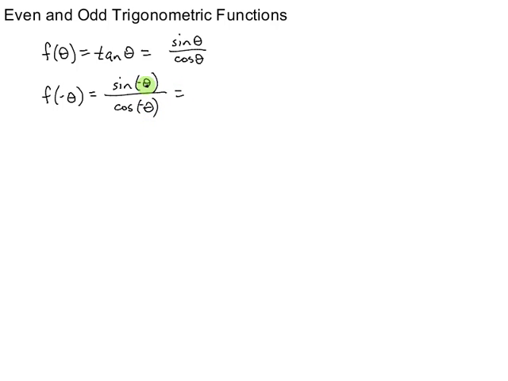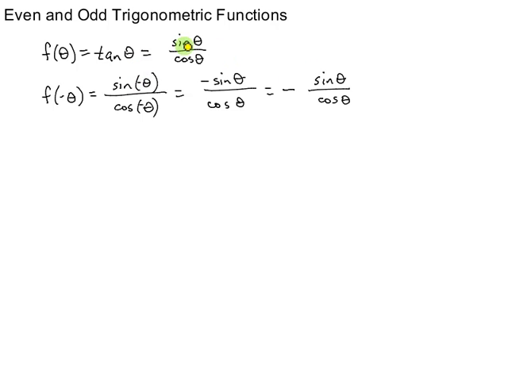And since sine is an odd function, the negative is going to come out and go to the front. We know that sine of negative theta is the same thing as negative sine of theta. And cosine of negative theta, well, since cosine is an even function, it doesn't matter if you plug in theta or negative theta, you get the same thing as cosine of positive theta. So this is the same thing as negative sine theta over cosine theta.